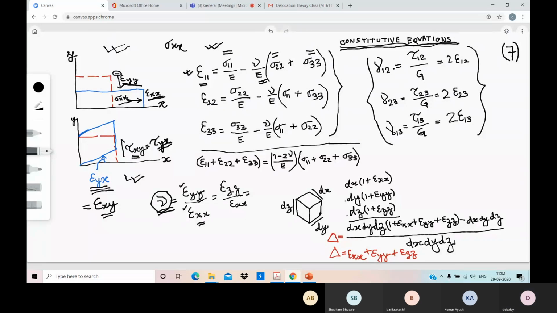Gamma 12 equals tau 12 by G. Basically, gamma 12 equals 2 times epsilon 12. Similarly, gamma 23 equals tau 23 by G, equals 2 times epsilon 23. Gamma 13 equals tau 13 by G, equals 2 times epsilon 13. So shear stress leads to the corresponding shear strain component, whereas normal stress leads to normal strain components. Along with that, the corresponding component also leads to two other components as well.